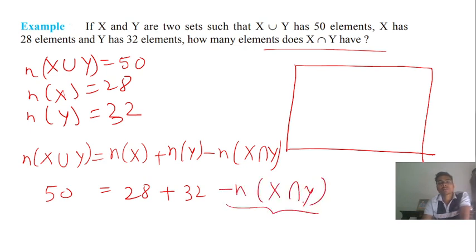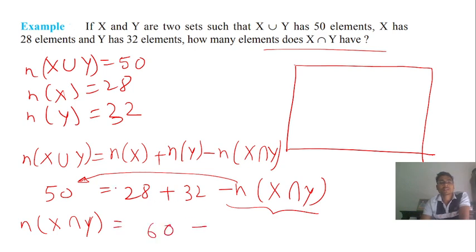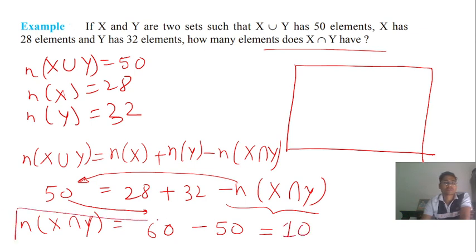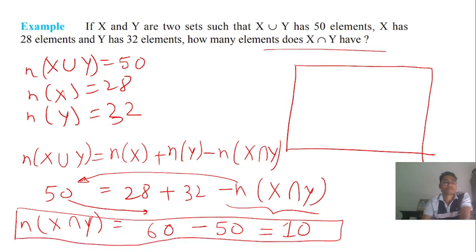So by sending this portion to the other side of the equals sign, we get the number of elements in X intersection Y as 28 plus 32, which is 60, and by bringing this 50 to this side we have a negative sign, so we get the number of elements in X intersection Y as 10. So that's how we solve our first question. X intersection Y has 10 elements.